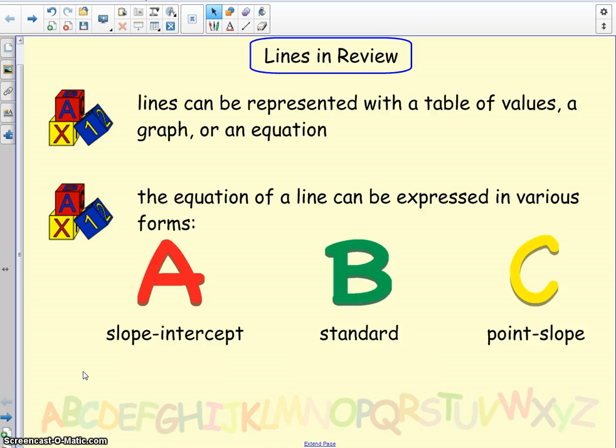Okay, so the three types of equations of lines that you would have seen last year would be slope-intercept form, standard form, and point-slope form. So if you don't remember what those look like, that's okay, I'll go over them now.